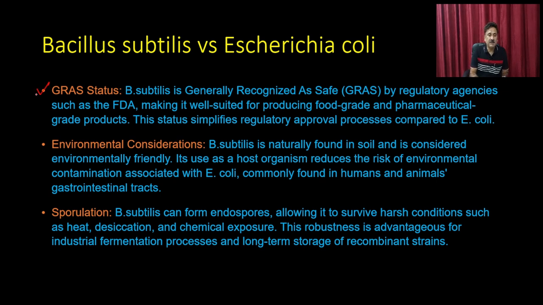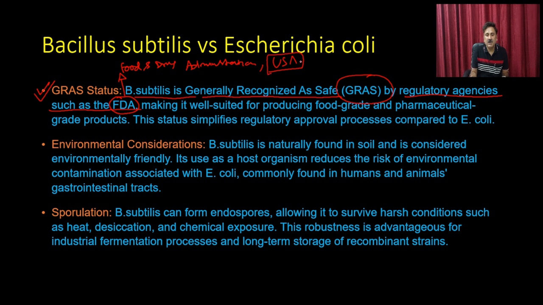Then we also have other considerations such as the GRAS status. Bacillus subtilis is generally recognized as safe, which is called GRAS, by regulatory agencies such as the FDA. If you do not know about the FDA, it is called the Food and Drug Administration. It is an agency of the United States of America, which allows the usage and the selling of food grade and pharmaceutical products in the US. This status simplifies the regulatory approval process compared to E. coli.